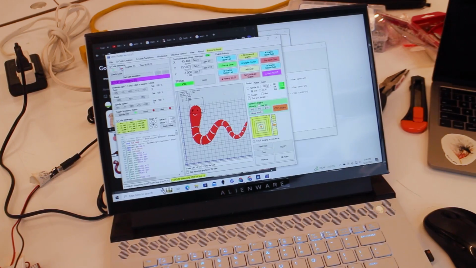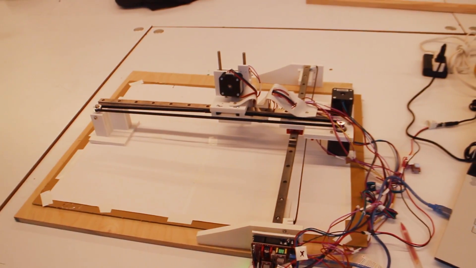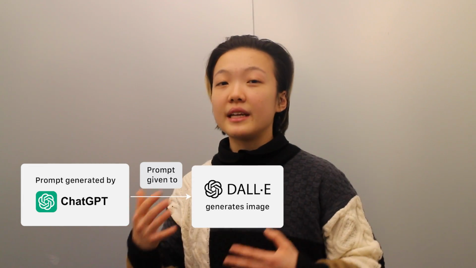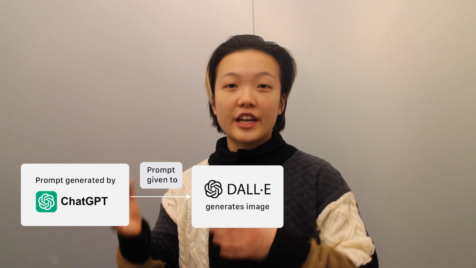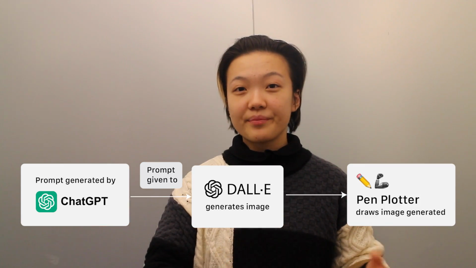In this video I'll be showing you how I made this ChatGPT and DALL-E powered pen plotter. I basically created this pen plotter and wrote code that makes use of the OpenAI API to generate a prompt using ChatGPT. This prompt will then be sent to DALL-E to generate an image. This image will then be drawn by the pen plotter. So without further ado, let's jump right into it.